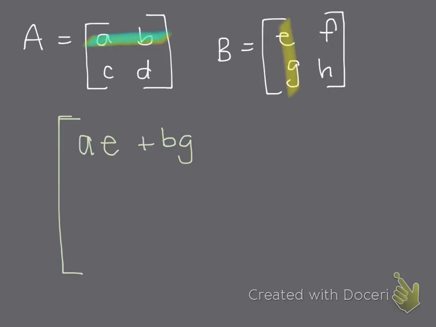So now I'm taking A and B and I'm pairing it up with F, H. And because I'm taking row 1, column 2, this answer goes in the row 1, column 2 spot. So I'm taking AF plus BH. Now we're moving down to the next spot.